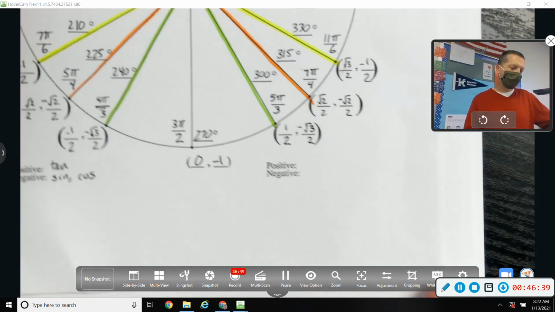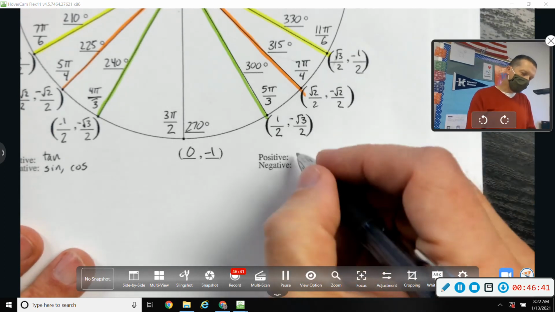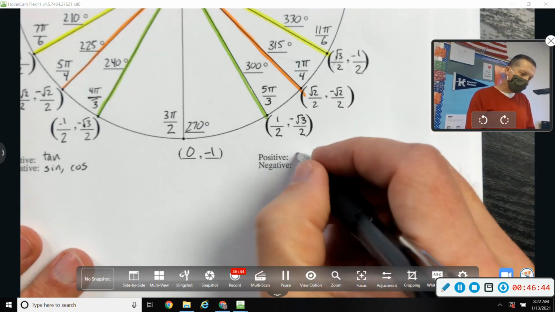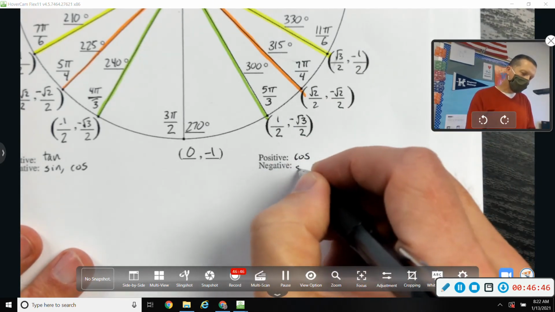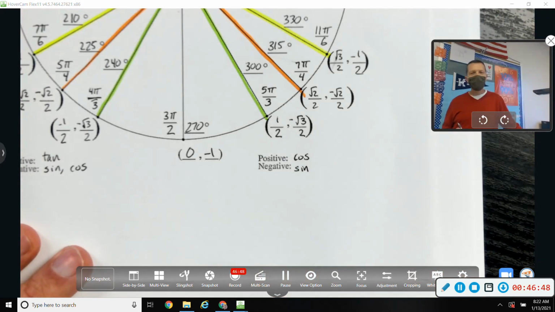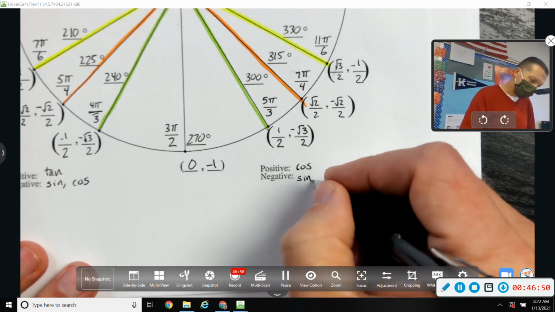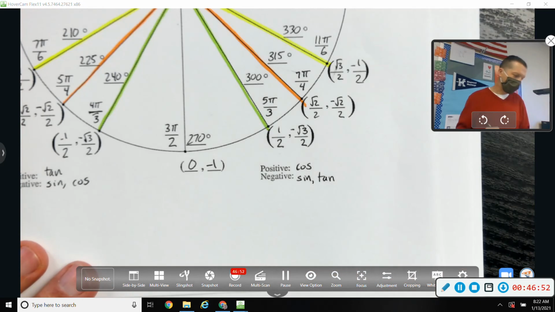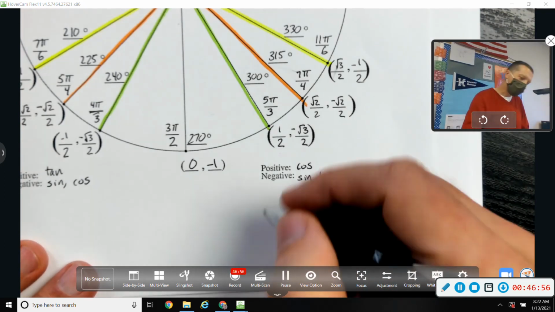In the fourth quadrant, my x is positive, so that means cosine is positive. Y is negative, so that means sine is negative. And then a ratio would also be negative. But most of the time we don't think through all that. I mean, there's nothing wrong with thinking through it like that.